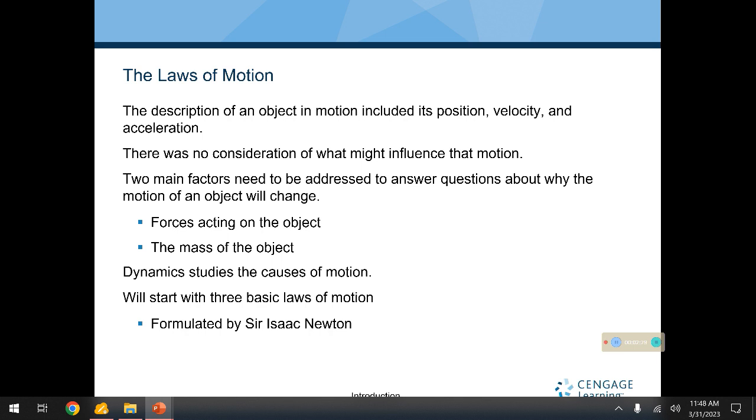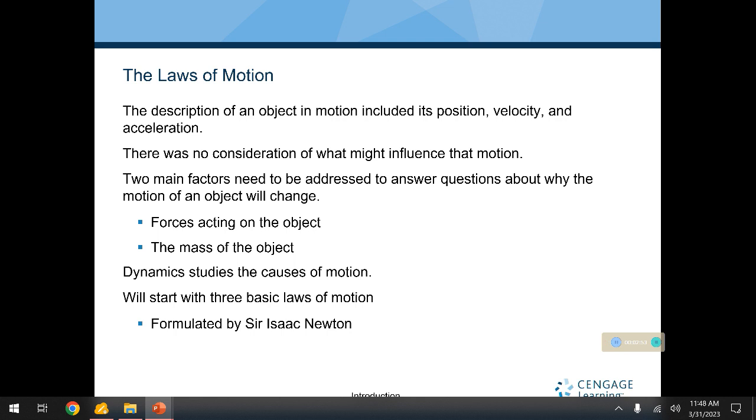The laws of motion. Description of motion includes position, velocity, and acceleration. That was kinematics. No consideration in kinematics is paid to what influences that motion, what causes it. 2 main factors need to be addressed to answer the question about why motion will change: what are the forces on the object, and what is the mass of the object? Basically, what is the cause of that motion and what is the resistance to that particular motion.